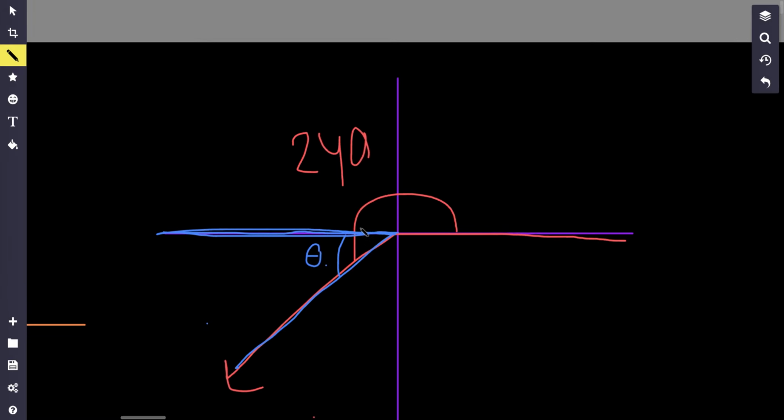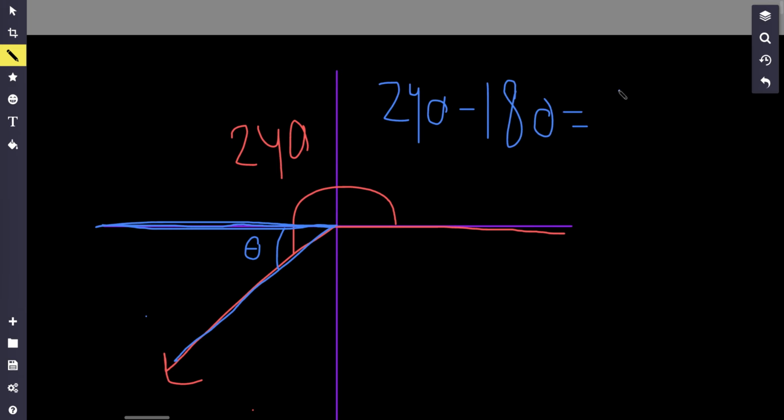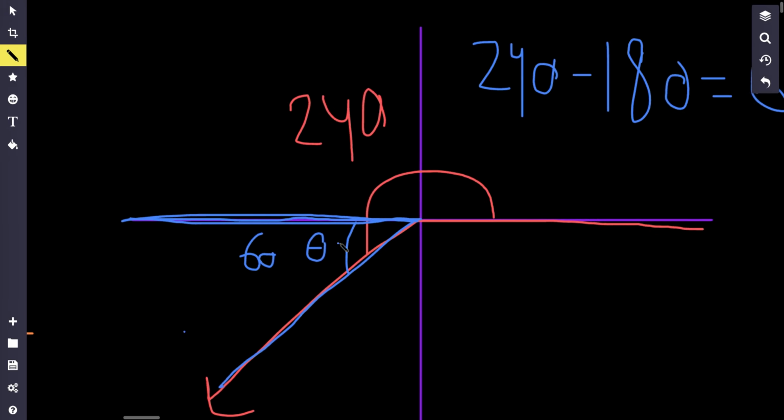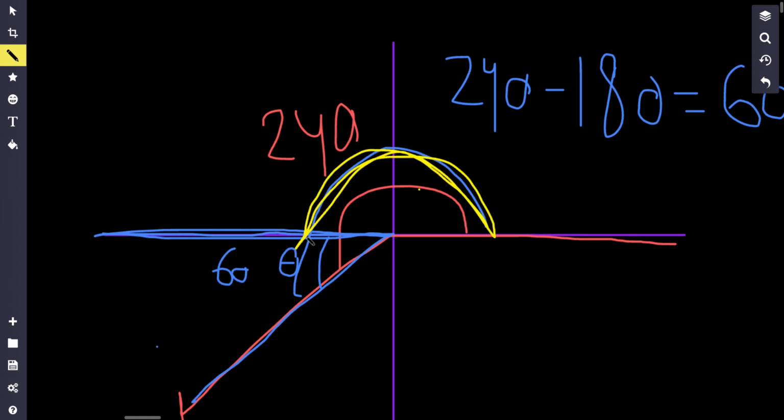How do you find out what this is? You take your angle and subtract 180. So this angle would be 60, and that's your answer. The reason why is that this whole part is 240, and I'm only trying to find this tiny part. So I take this whole angle and subtract 180 degrees, so that I subtract this part out and I'm only left with this tiny angle.